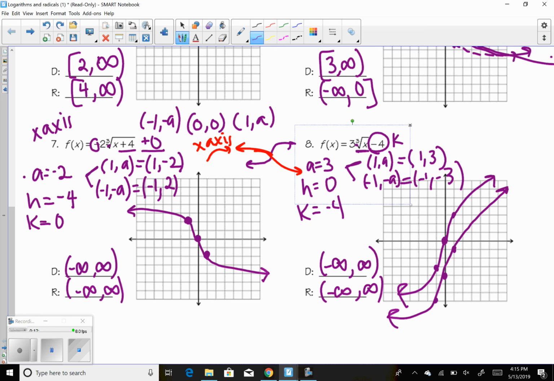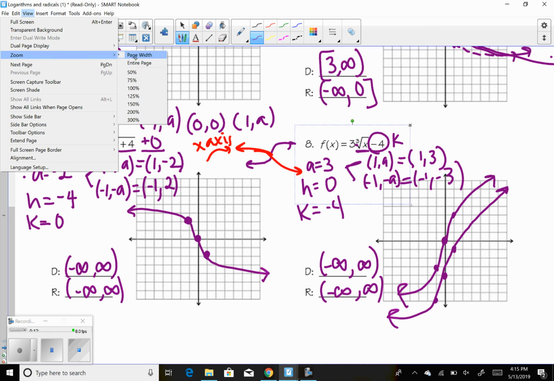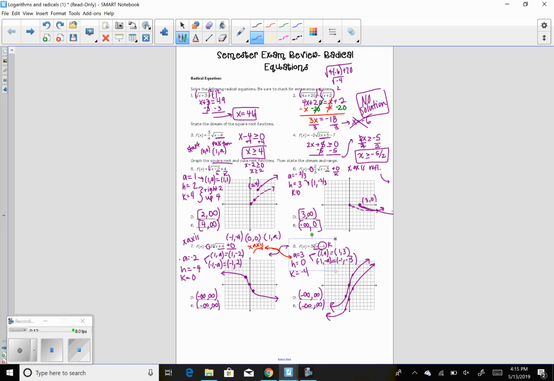All right, so I will go back to full view so you can look if you need to. So here is all of this over radical equations.